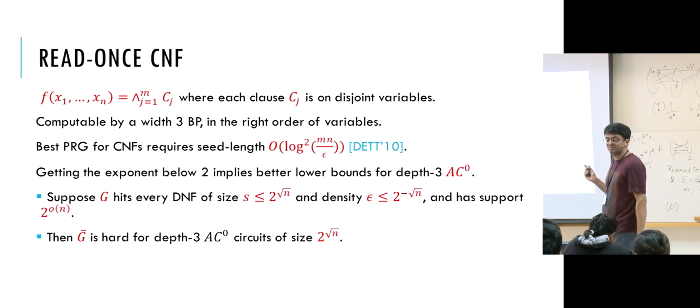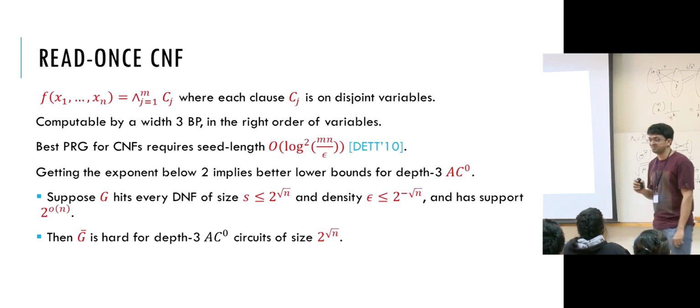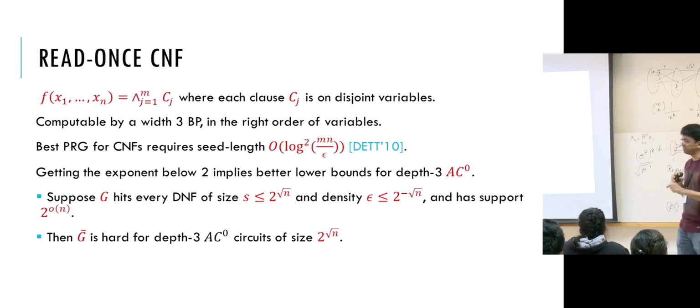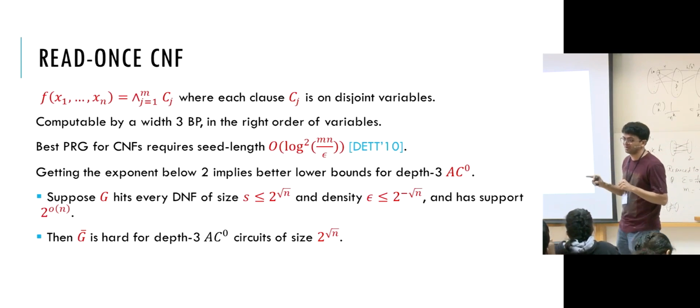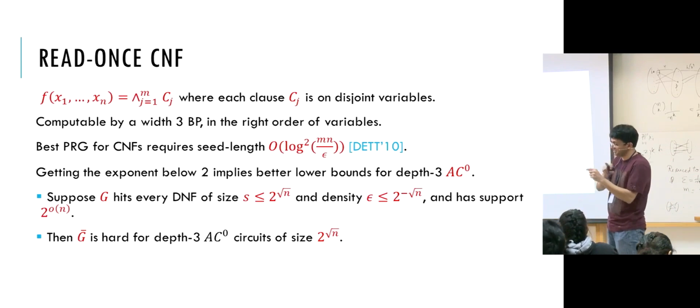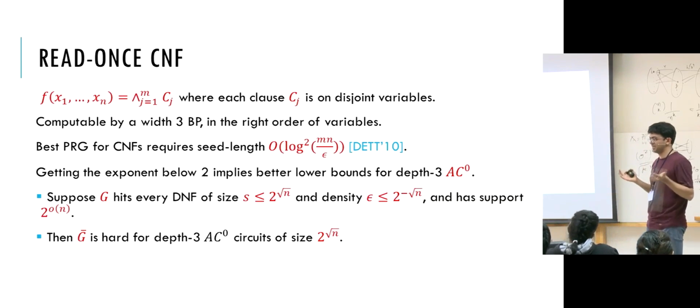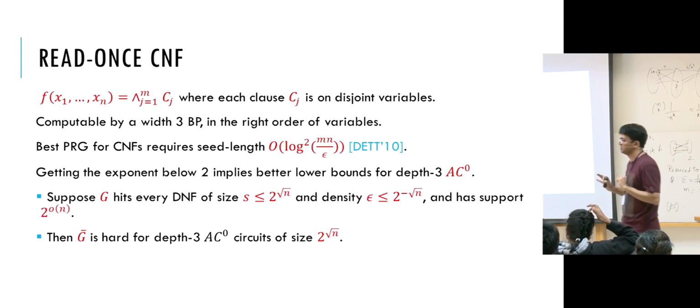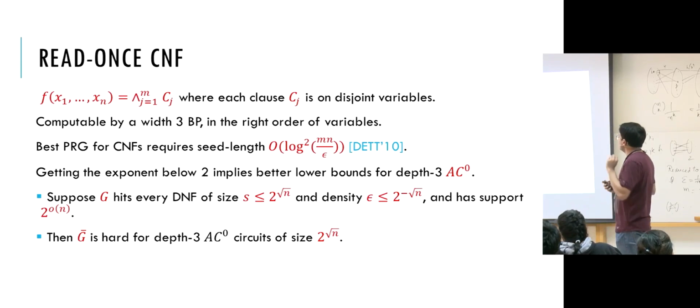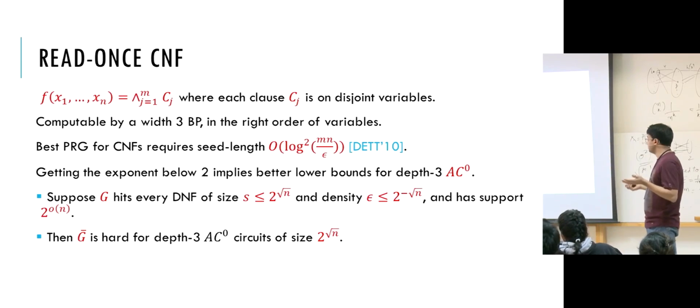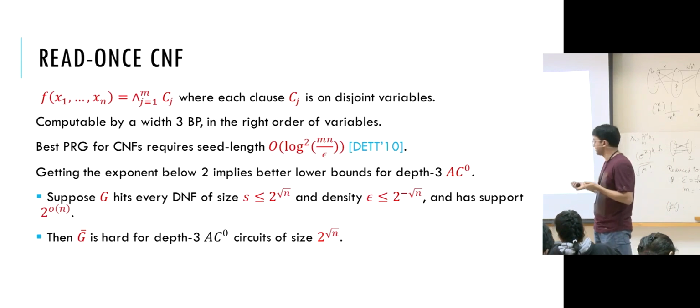Also, it is computed by a width 3 branching program, but the variables need to appear in the right order. If the variables come in the same order that they are in each clause, then you can compute it by width 3. If the variables come in any crazy order, it's not clear that you can even do this using small width. So the best PRGs for general CNFs, not width 2, require seed length something like log squared in every relevant parameter.